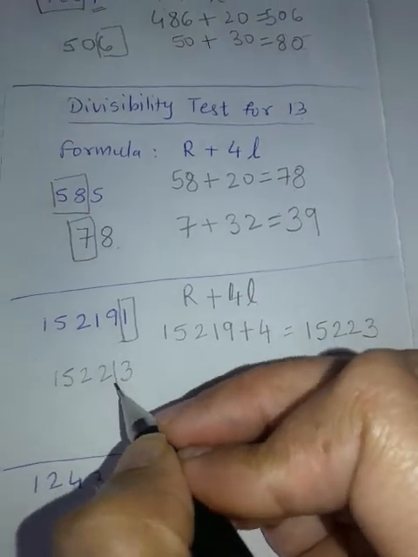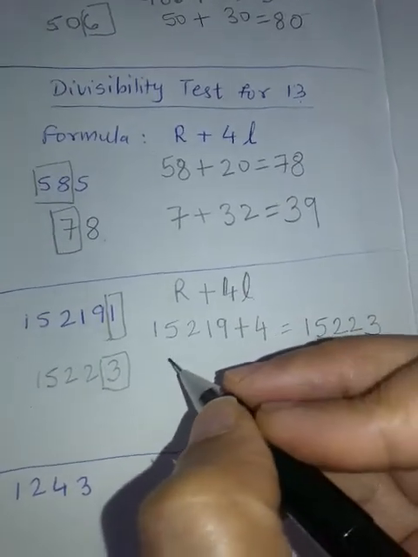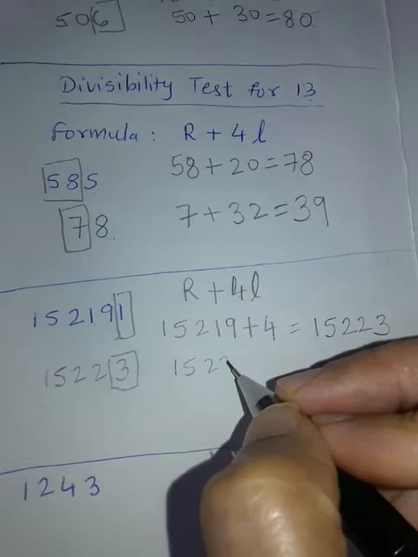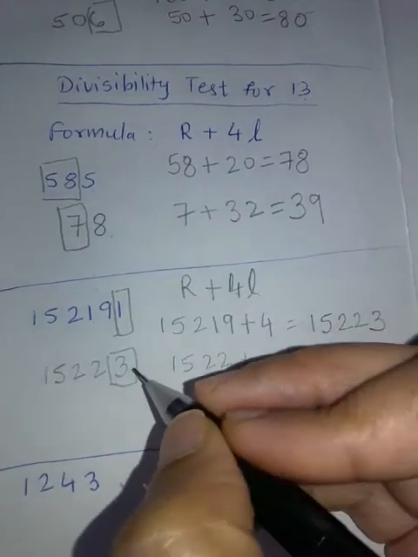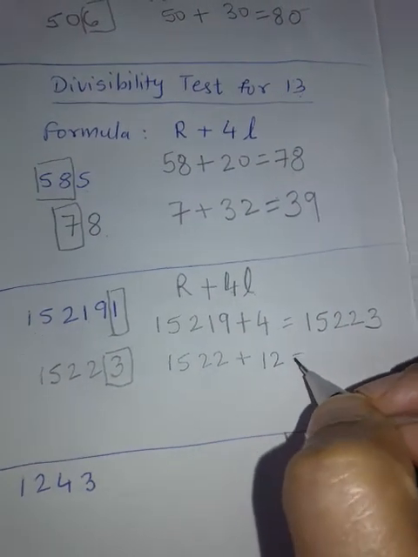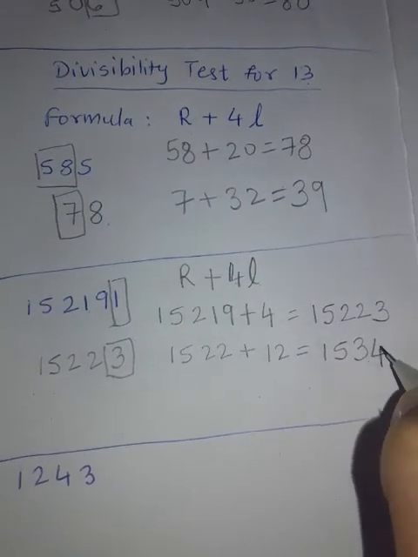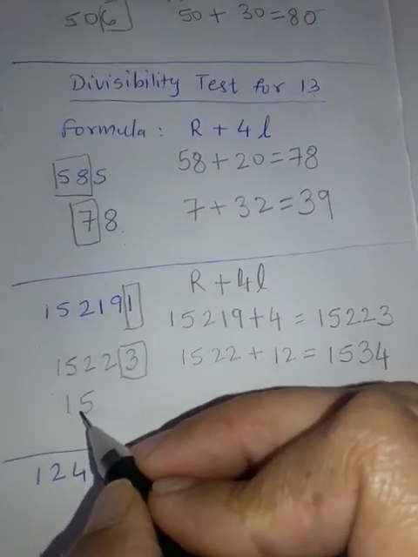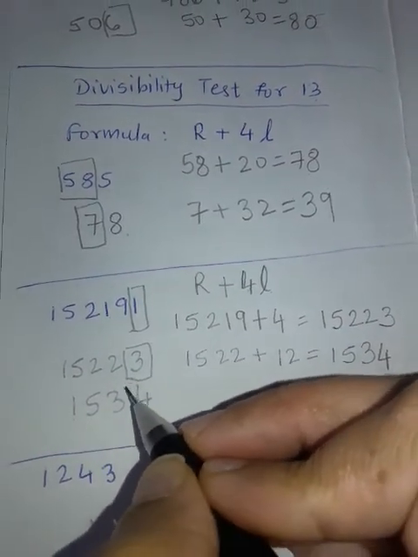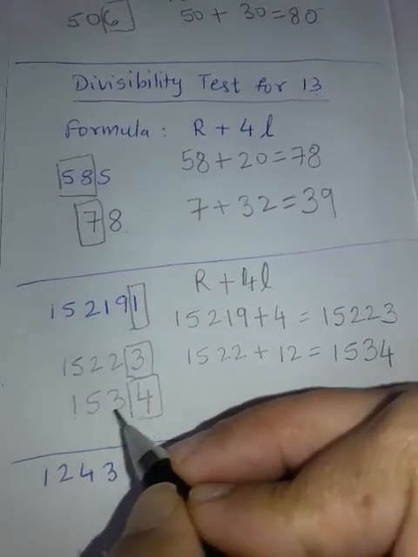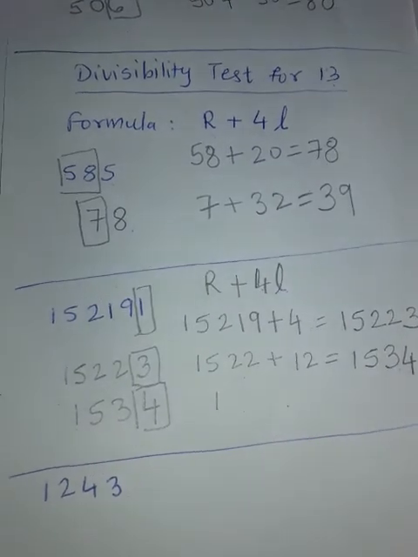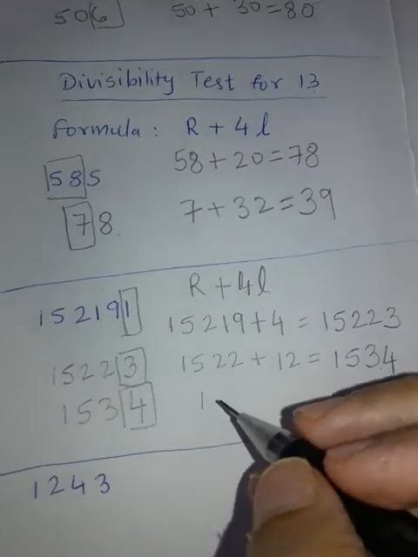15223. Last digit is 3. Remaining number is 1522 plus 3 4s are 12. Total is 1534. Again copy it. Last digit is 4. Remaining number is 153.